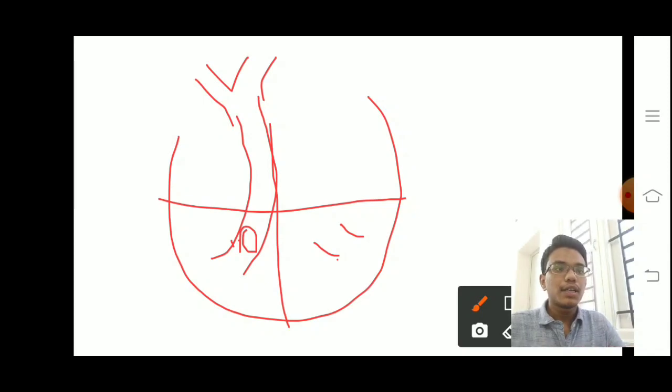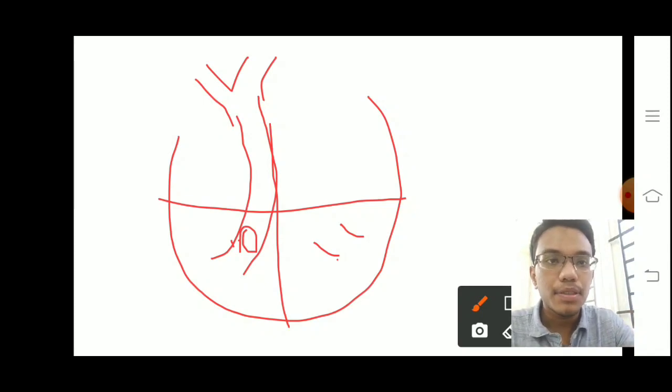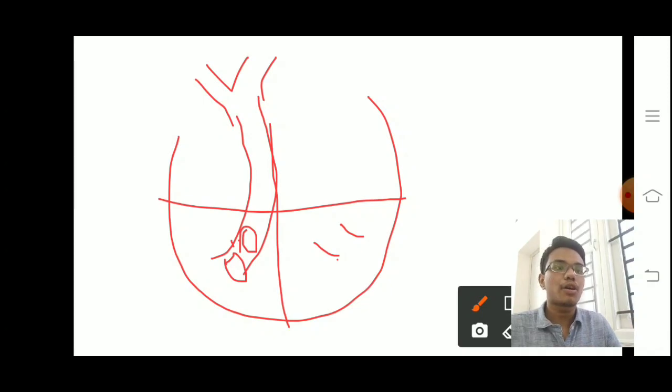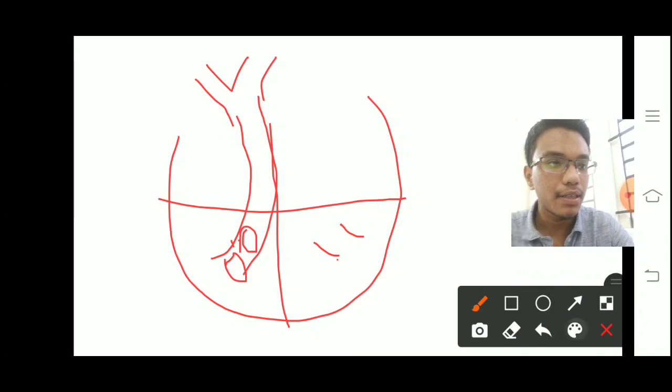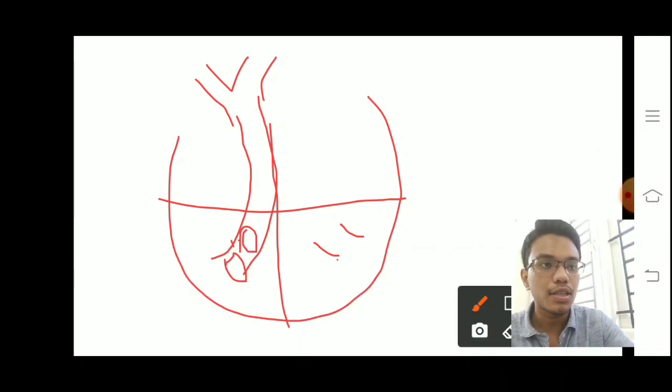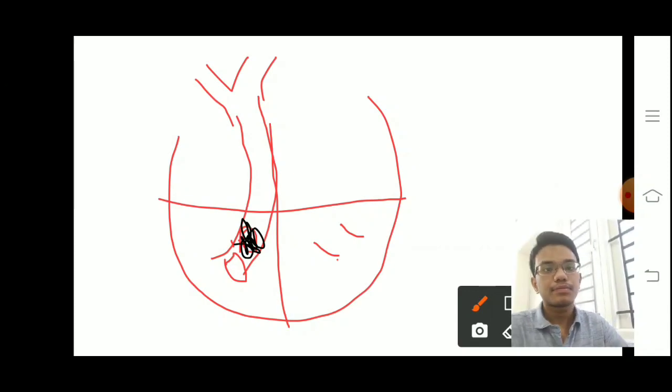And one more thing, you may learn about subpulmonic stenosis, that indicates the stenosis will be a little proximal to the pulmonary valve. So either subpulmonic valve stenosis or the pulmonary valve stenosis, both can occur in TOF. Now what happens? As there is obstruction here, let me draw in a black color this stenosis or the obstruction. So you have this stenosis here.